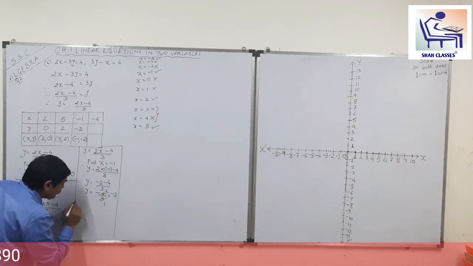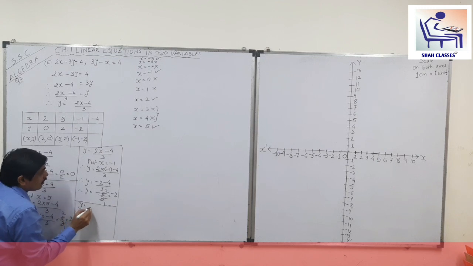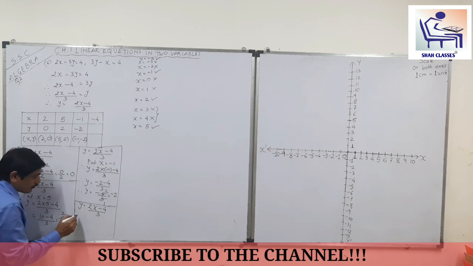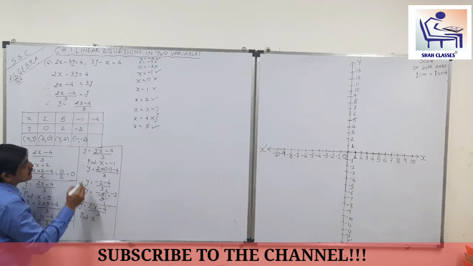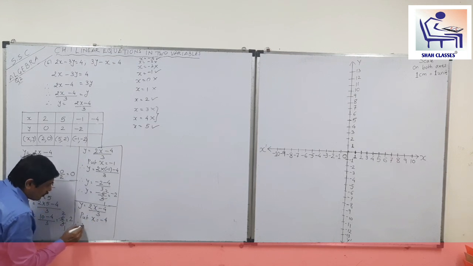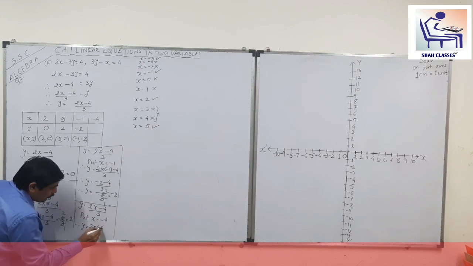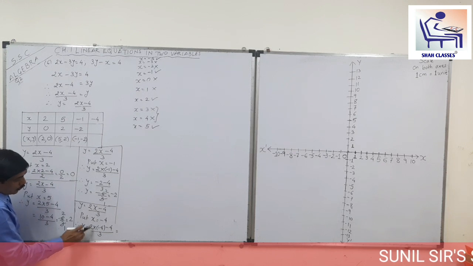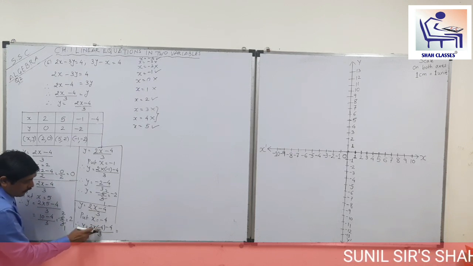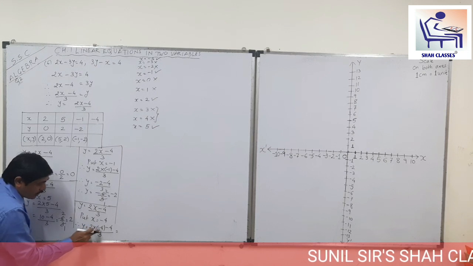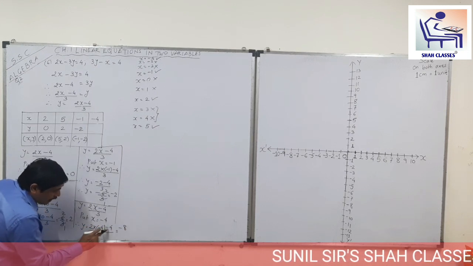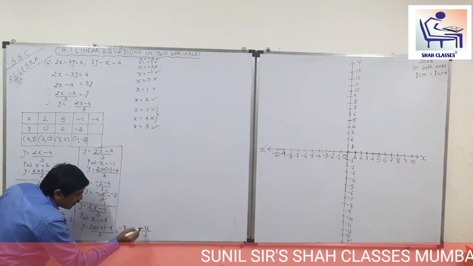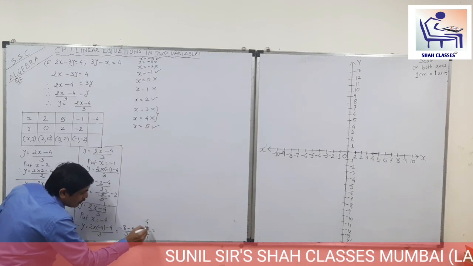Fourth value, y is equal to 2x minus 4 upon 3. Put x is equal to minus 4. 2 into minus 4. So 2 into minus 4 here. Instead of x, I put minus 4. So 2 into minus 4 is how much? Minus 8. Minus 8 minus 4 upon 3. So minus 12 upon 3 is minus 4.